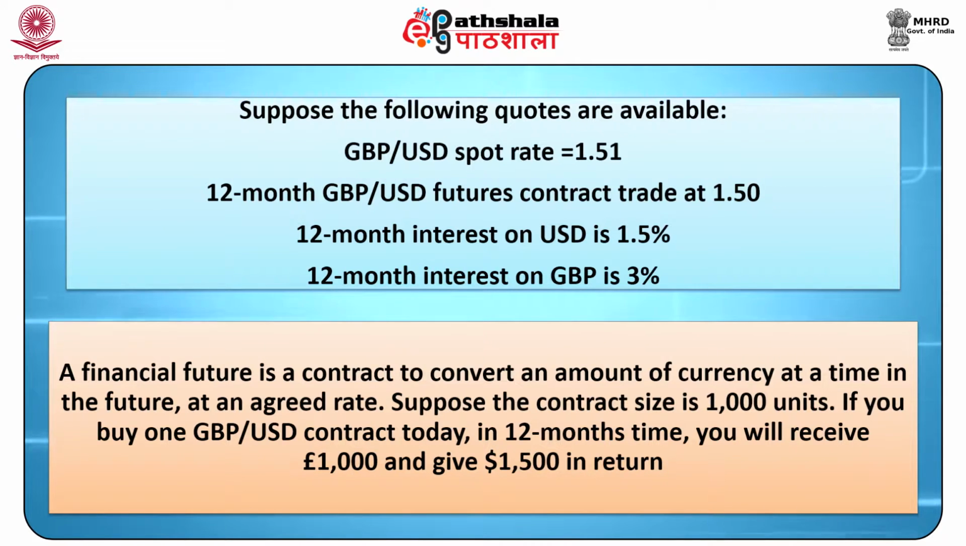A financial future is a contract to convert an amount of currency at a time in the future at an agreed rate. Suppose the contract size is 1000 units. So, if you buy one GBP/USD contract today, in 12 months time, you will receive £1000 and give 1500 US dollars in return. The arbitrator thinks that the price of the futures contract is too high. If he sells one contract, he will have to deliver 1000 GBP in 12 months time, and in return he will receive 1500 US dollars.